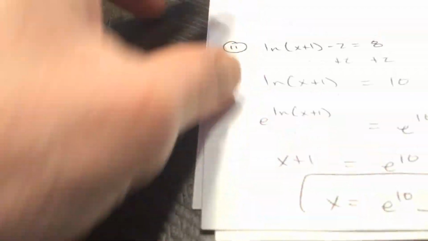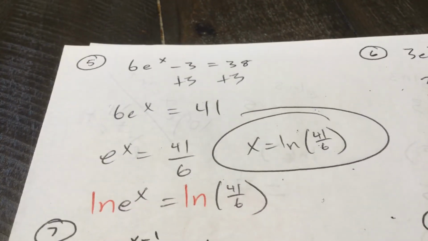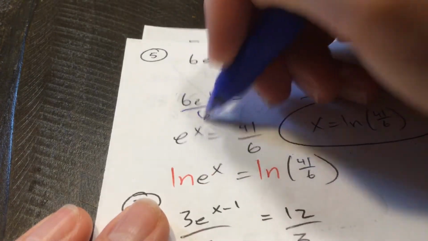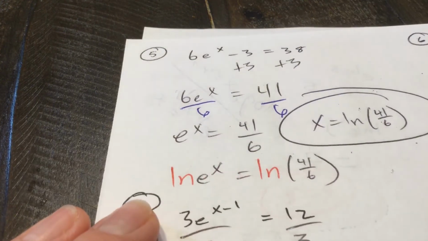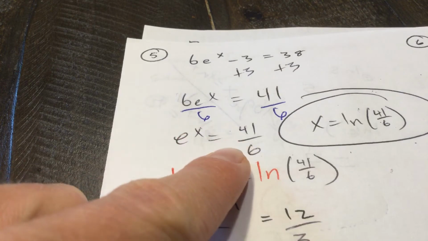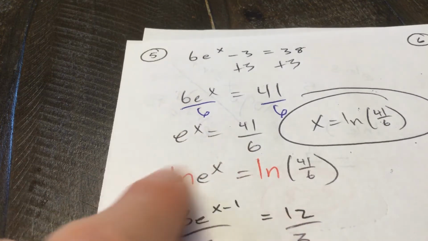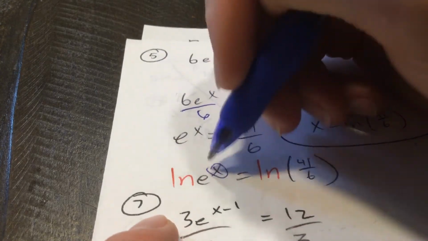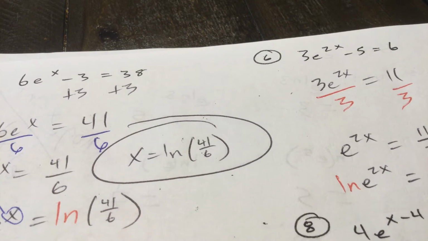And then, to conclude this newer part here, let's do number 5. Add 3 to both sides. You have 6e to the x equals 41. Again, I want e to the x all by itself. I'm going to divide by 6. That means e to the x equals 41 over 6. I'm going to attach natural log to both sides. That means the x will come on down. X equals natural log of 41 over 6.